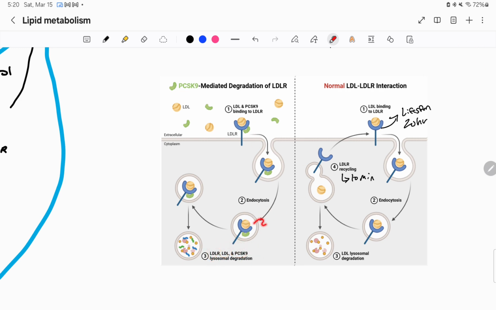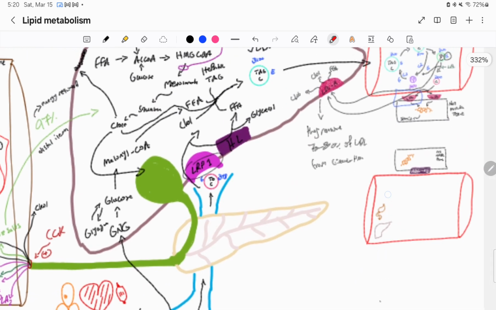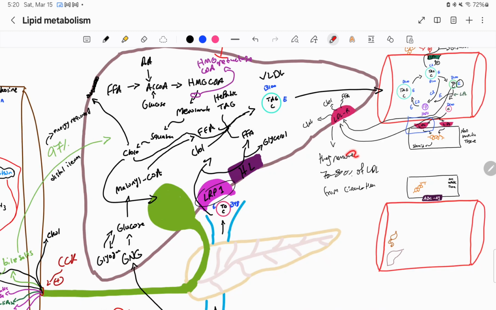They will all become degraded. So you can see how this PCSK9 molecule has a big impact on the number of LDL receptors present on the surface of the cell. What kind of cell? Well, remember, I told you that it's mostly secreted from hepatocytes. So it would make sense that PCSK9 regulating the actual LDL receptor number on the hepatocytes may have a role in regulating blood cholesterol levels.